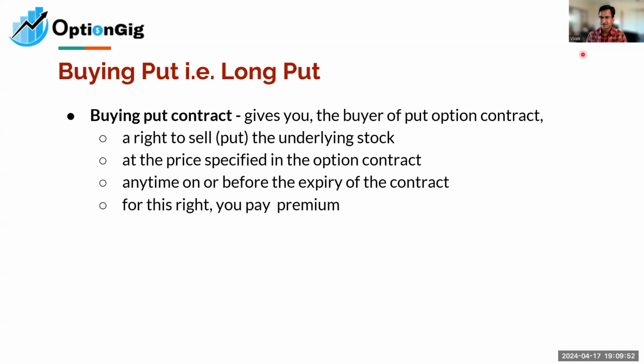For this right, you pay a premium. For Google, you paid a premium of $4. Now, why would you buy a put?